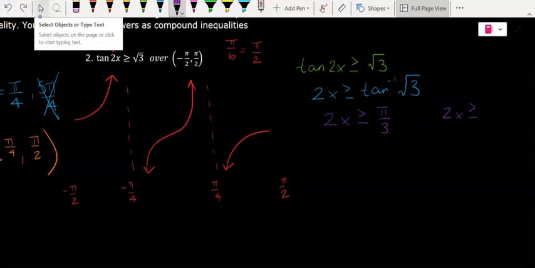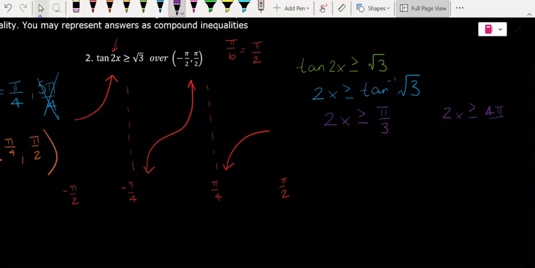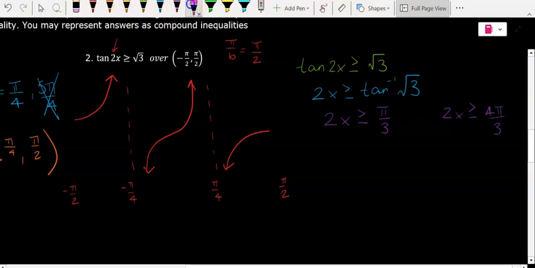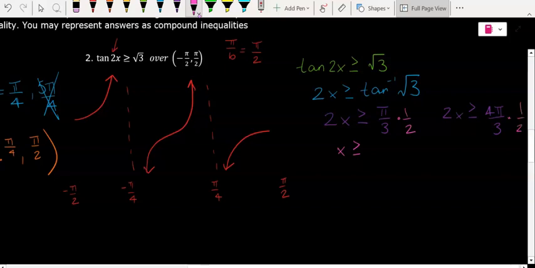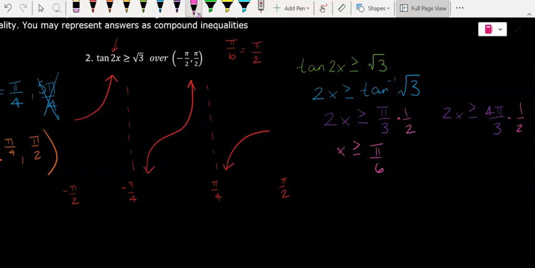At 4 pi over 3. Okay? So I'd go ahead and solve both of these and figure out what I have. Now if I divide by 2 on both sides, that's the same thing as multiplying by 1/2. So if I multiply by 1/2, what do I have? That's going to get me pi over 6. And over here, that's going to get me 4 pi over 6, which is going to reduce down to 2 pi over 3.